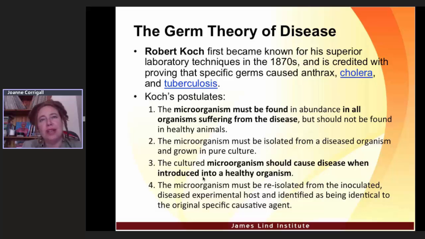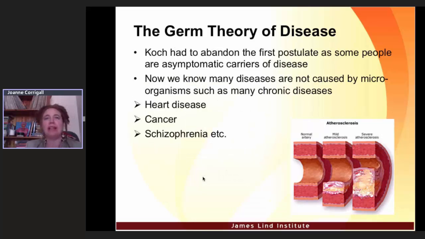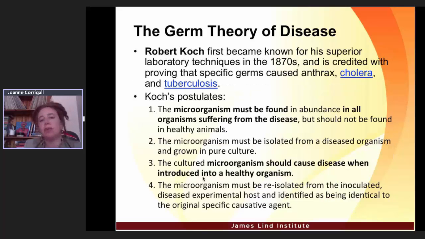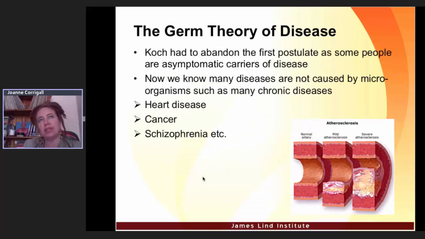However, as with all theories, they're limited by what we know at the time, and as more knowledge became available, he had to abandon the first postulate, which said that the microorganism must be found in abundance in all organisms suffering from the disease. Cholera was a big disease at the time, and as you probably know, there are a lot of people who are infected with the microorganism but are in fact asymptomatic. So that immediately threw out the first postulate.